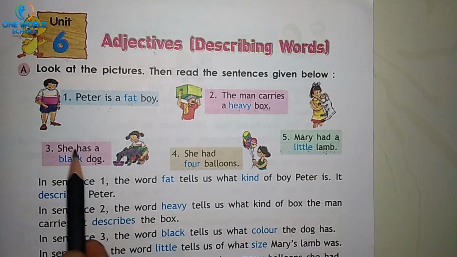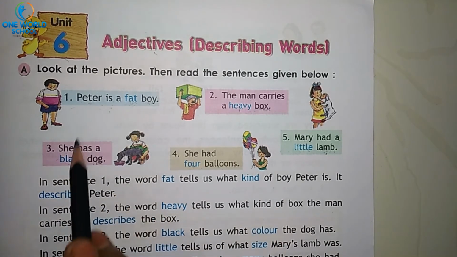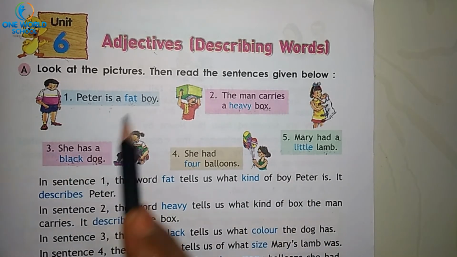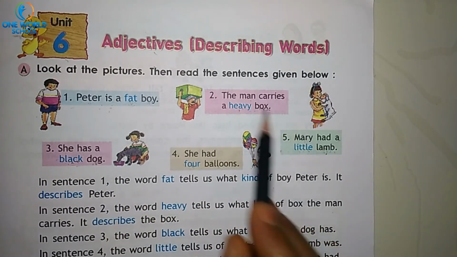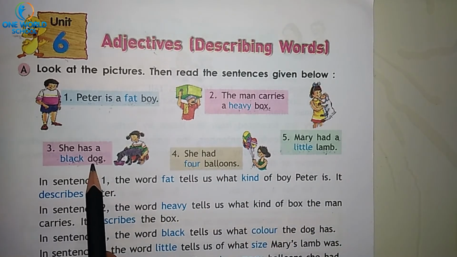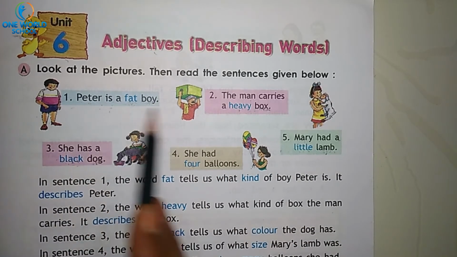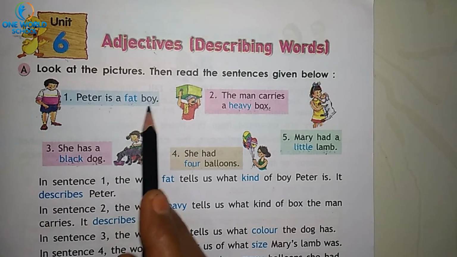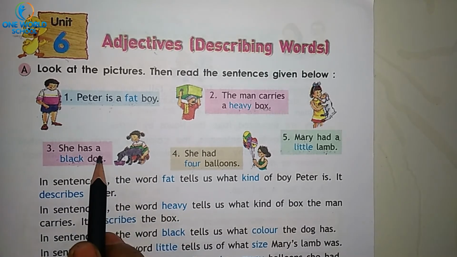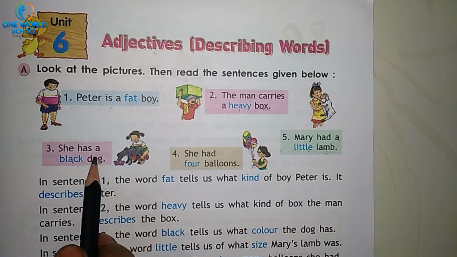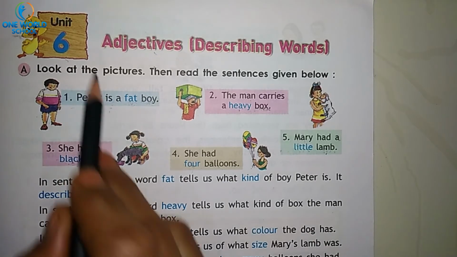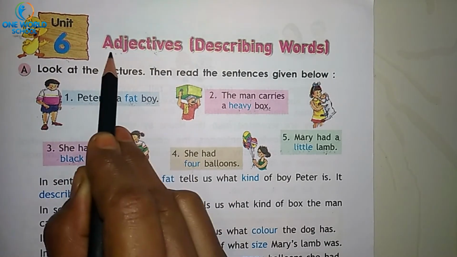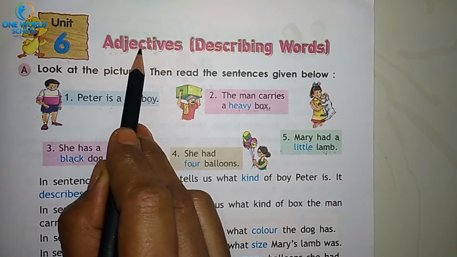Why? Because these blue colored words describe the noun. And look, boy, box, lamb, balloons, dog. These blue colored words are describing nouns. That's why they are describing words. And in grammatical terms, we say these describing words are adjectives. Are you getting my point, students?